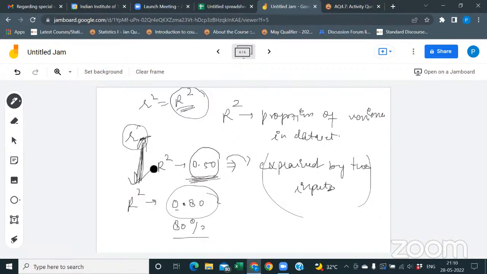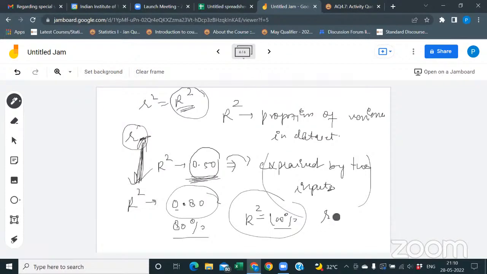Then the points will be clustered. If R along the line is 1, R square will be 1. If R is 1, all the points will be on a straight line. If your R square is 1, that's when the points are clustered. If your R square is 100%, then 100% of the variability is explained.